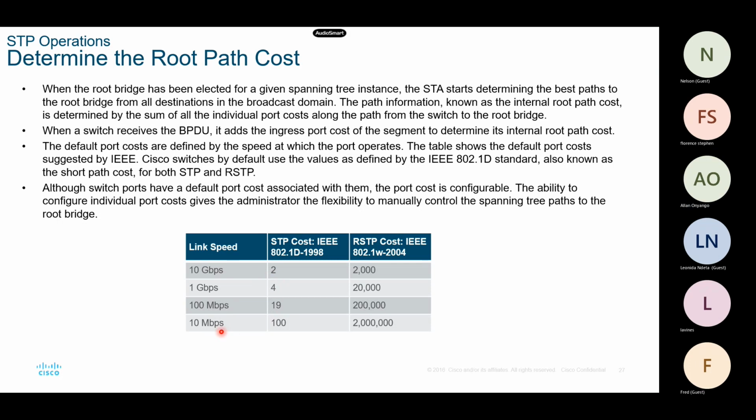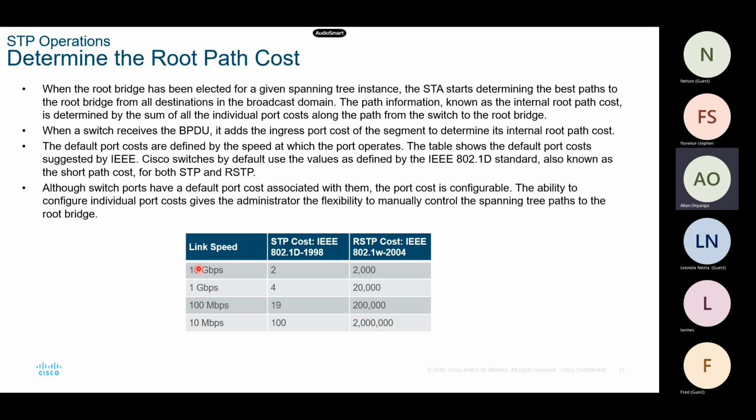A link speed of 10 Mbps has a cost of 100. And please remember one thing here: any port that is F something, like FastEthernet 0/1, F0/2, F0/3, those are Fast Ethernet ports, and their speed in most cases is 100 Mbps. That means their cost is always 19. Why am I emphasizing that? Because you're going to need that knowledge in a few minutes. So Fast Ethernet ports have speeds of 100 Mbps, and a cost of 19.